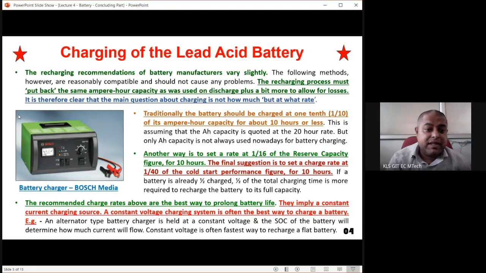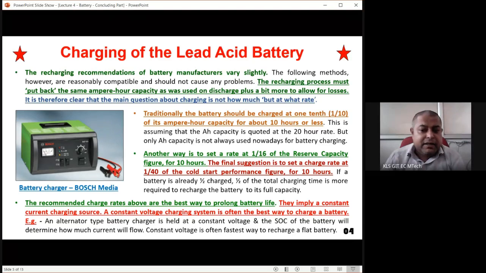So the same thing they are saying, recommended charge rates above are the best way to prolong battery life. Somebody wants to say, instead of 1/16th C, I will use 1/8th C. You can do that. It will take half of the time to get that same C. But in the prolonged run, you are actually losing the life of the battery. That is very important.